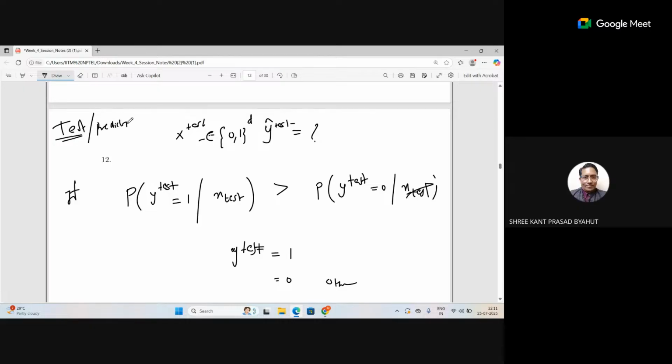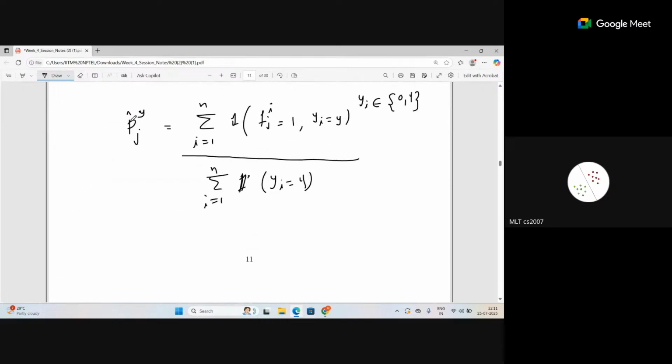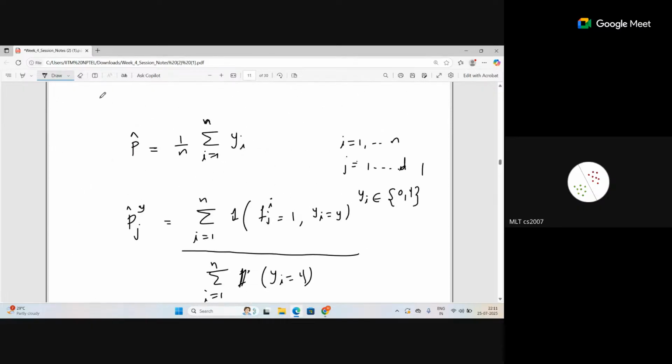Whatever we have found out previously is during the training, right? Based on whatever data points and the corresponding labels are given to me, I have found out the estimators, right?